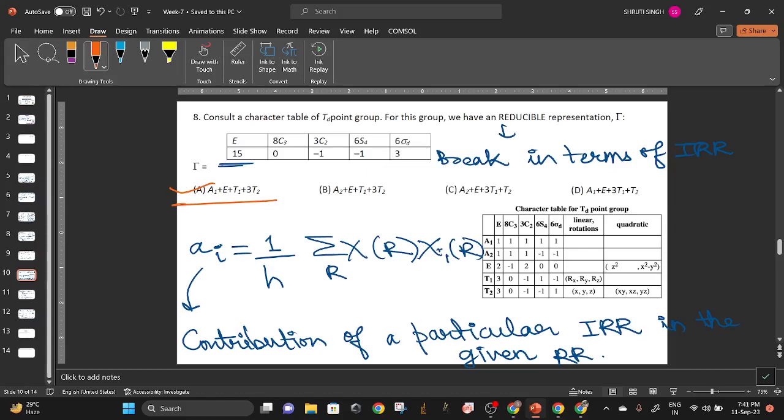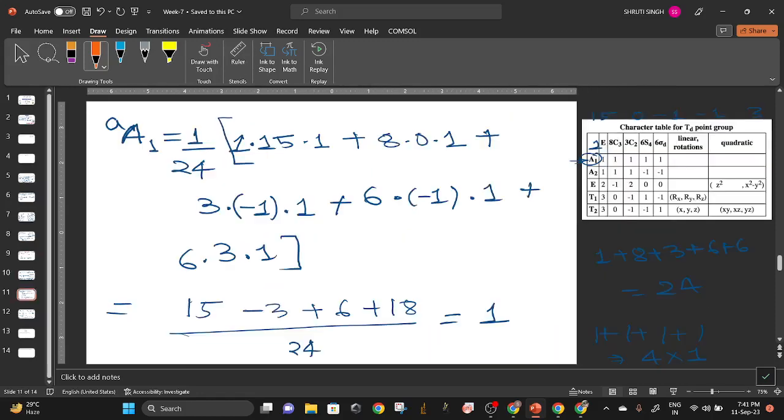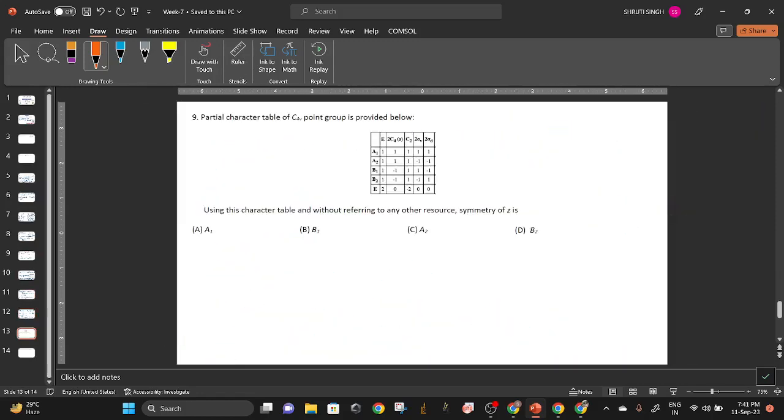Okay, will you guys do it? Just while multiplying, keep an eye on the coefficient and the character. If it is 0, there is no need to write that, simply skip it. Okay. Shall I move to the next one?